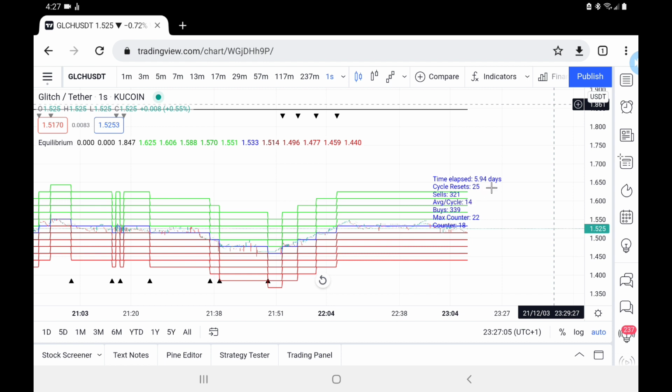For the last 5 days, it has made over 300 purchases and over 300 sells. It has had 25 complete cycles. And the maximum depth of this ladder is 22 steps. Since we are using 1% as our framework, the maximum depth from the initial purchase price is 22%. Or if you're looking at a $10 position size, your maximum exposure would be $220.